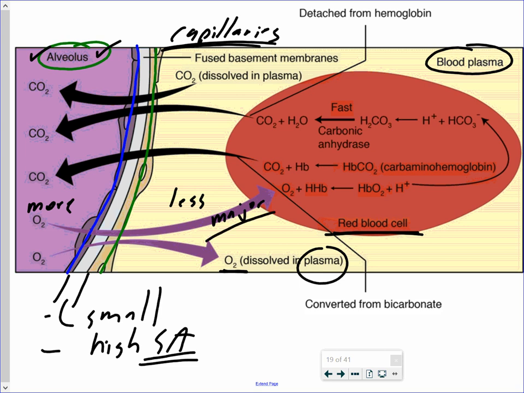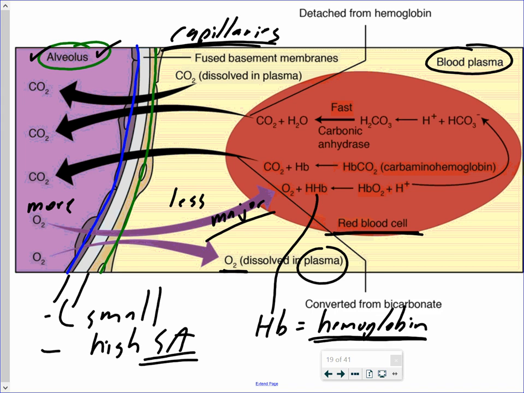So we can see here that once inside of the red blood cells, this right here, Hb, is the abbreviation for hemoglobin. Hemoglobin is the protein in red blood cells that is responsible for grabbing onto, holding onto, and transporting oxygen to your cells that will eventually use it for cellular respiration.